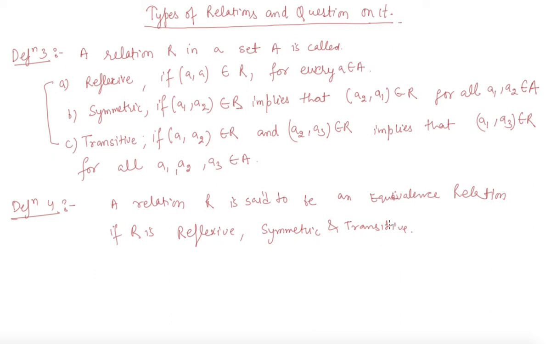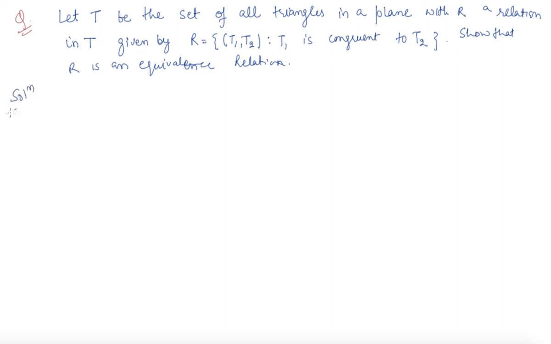Okay students, now let's discuss some questions. So students, here is the question given to us. Let T be the set of all the triangles in a plane with R a relation in T given by (T1, T2) where T1 is congruent to T2. Show that R is an equivalence relation. For a relation to be an equivalence relation, it should be reflexive as well as transitive as well as symmetric. Okay, so now how the solution will go.